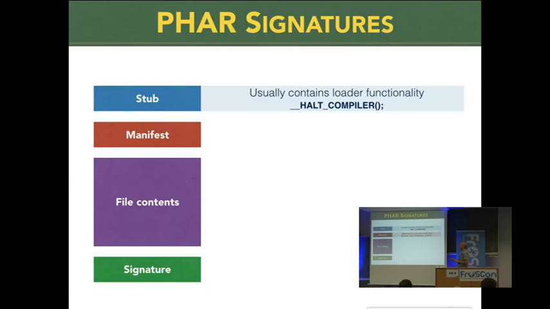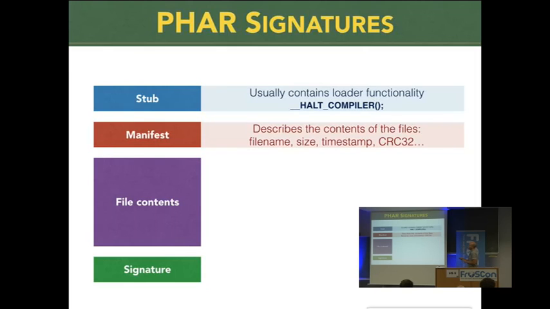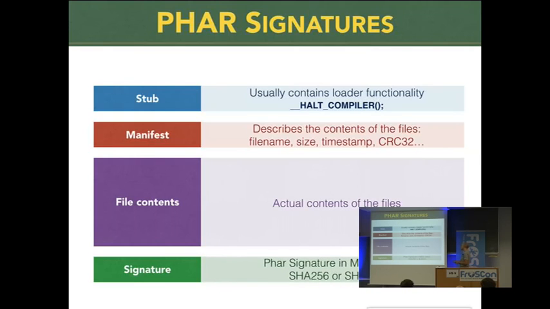Then we have a manifest. This is no longer valid PHP code because we use this function. The manifest basically has the names of the included files, some checks, the timestamp, size, and some binary flags. Then the actual contents. We'll have here our PHP code, our dependencies, and at the end a signature. We can have a signature in MD5, SHA1, 256 and 512.